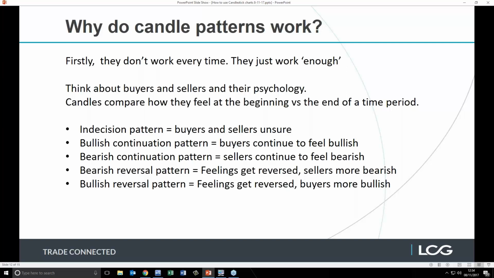In the case of a bullish continuation pattern, buyers continue to feel bullish. In the case of a bearish continuation, sellers continue to feel bearish. It's a continuation of the status quo. It's a continuation of the trend. In an uptrend, when you see a bullish continuation pattern, the buyers were in control and they remain in control by the end of the period.